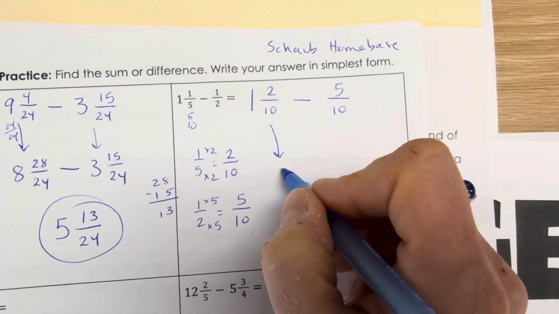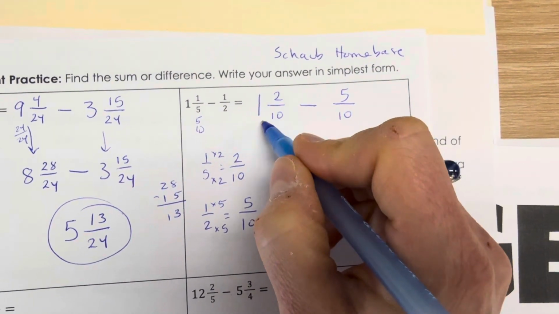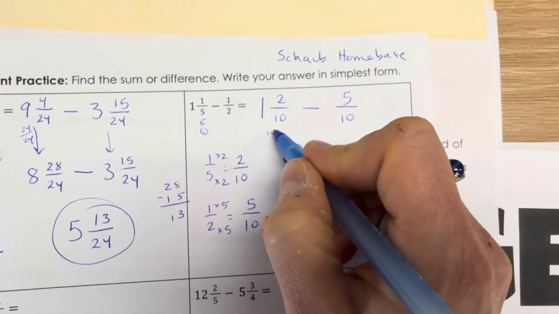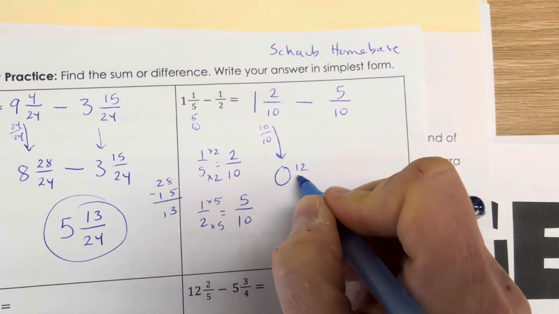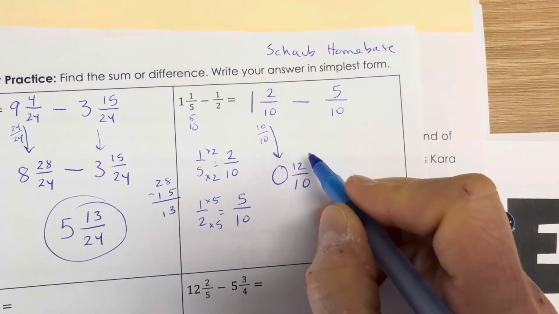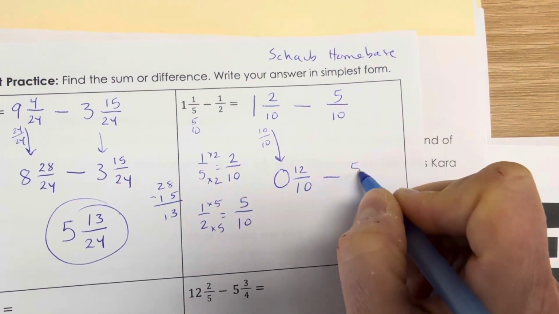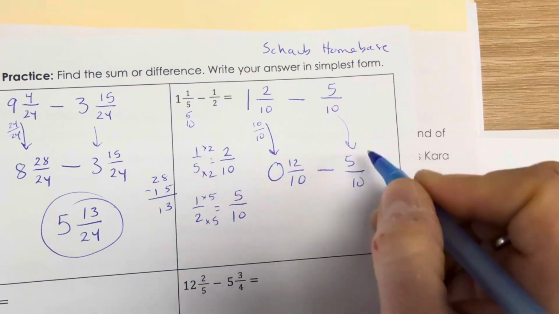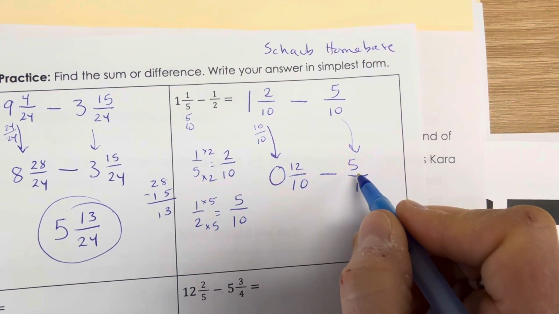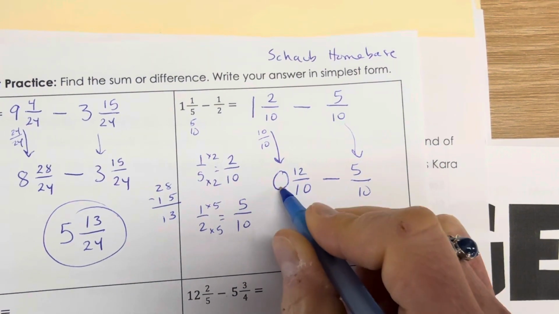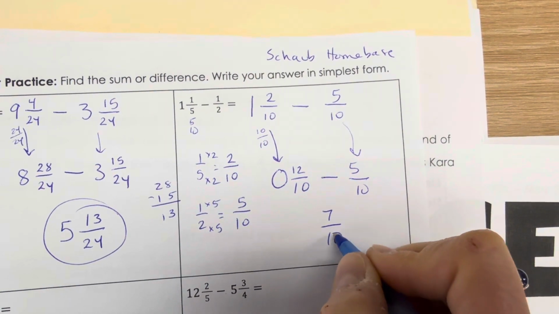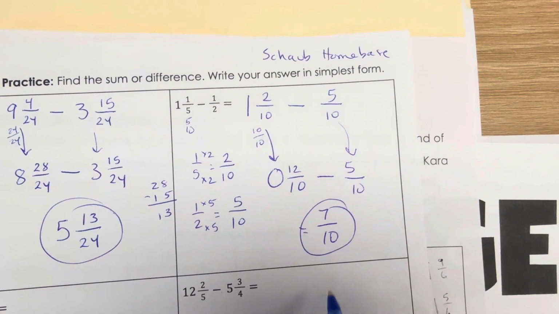We can't do 2 tenths take away 5 tenths, so we need to borrow from the 1. Let's make the 1 a 0. And then when we borrowed, we were borrowing 10 tenths. So 10 tenths plus 2 tenths is 12 tenths. So 0 and 12 tenths minus 5 tenths. From here, 12 take away 5: 12, 11, 10, 9, 8, 7 tenths. And then 0 take away 0 is 0. So our answer is 7 tenths.